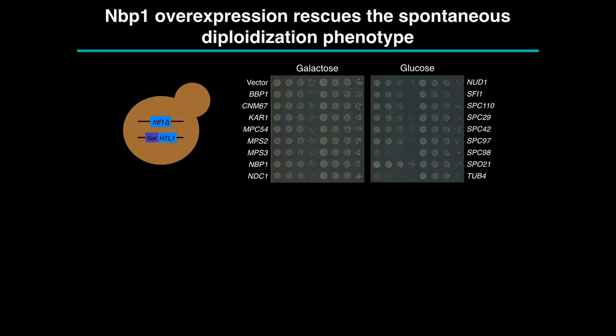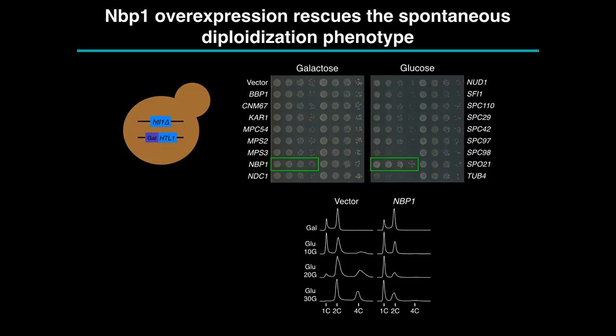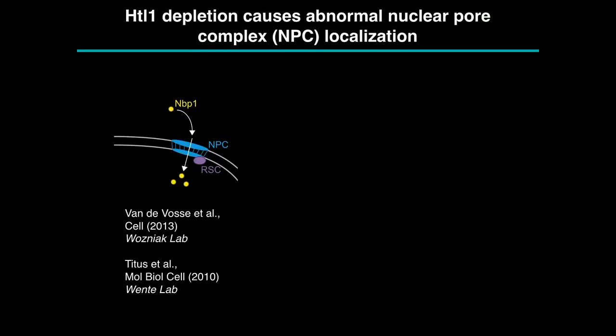This is the same spot assay that I just showed you. It turns out that overexpression of this protein called NBP1 causes this strain to grow better, even better than the vector control. And overexpression of NBP1 rescues the diploidization phenotype. What's known about NBP1 is that it needs to be imported into the nucleus through the nuclear pore complex, where it localizes to the spindle pole body to facilitate proper insertion into the nuclear envelope. And we also found that in 2 studies by the Wozniak and Wente labs, they showed that the RSC complex binds to the nuclear pore complex in order to stabilize it and facilitate appropriate localization.